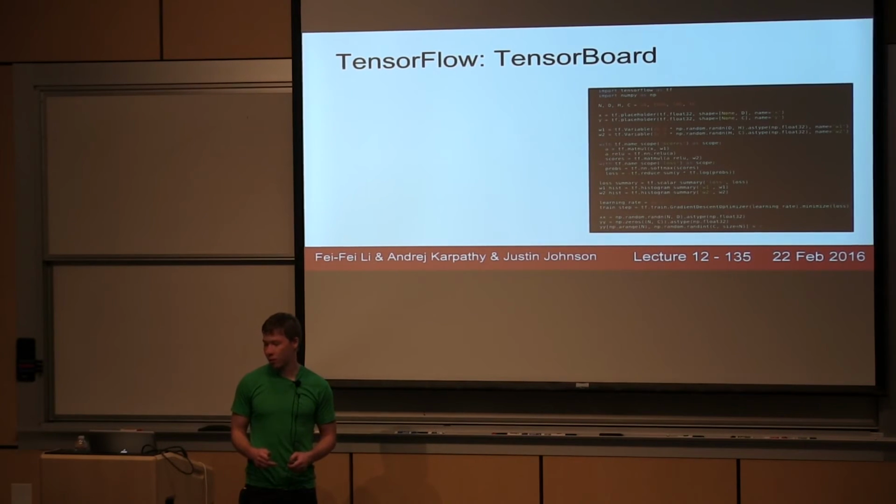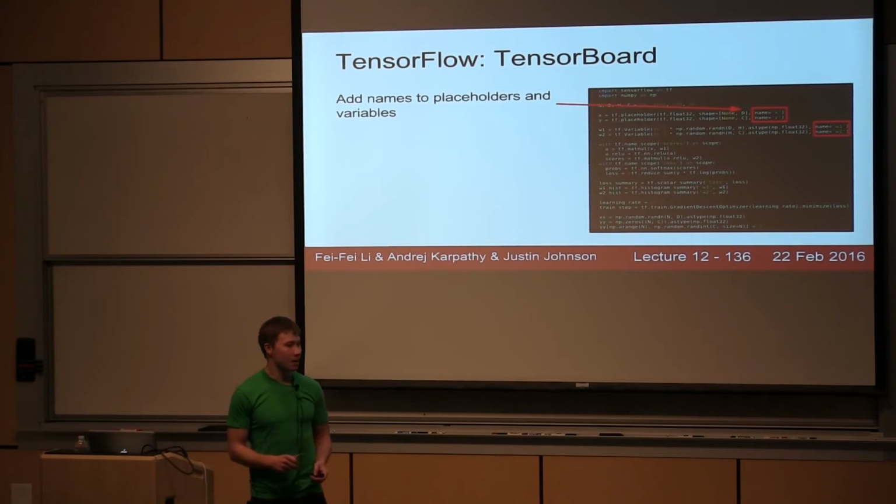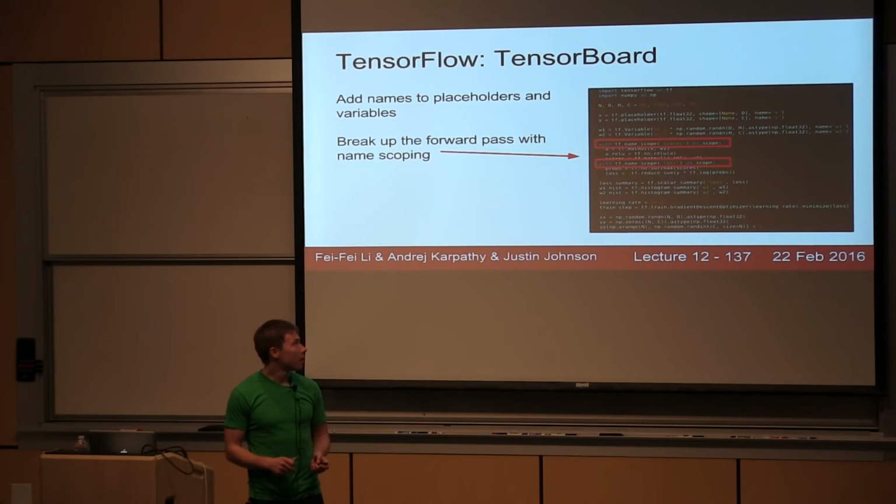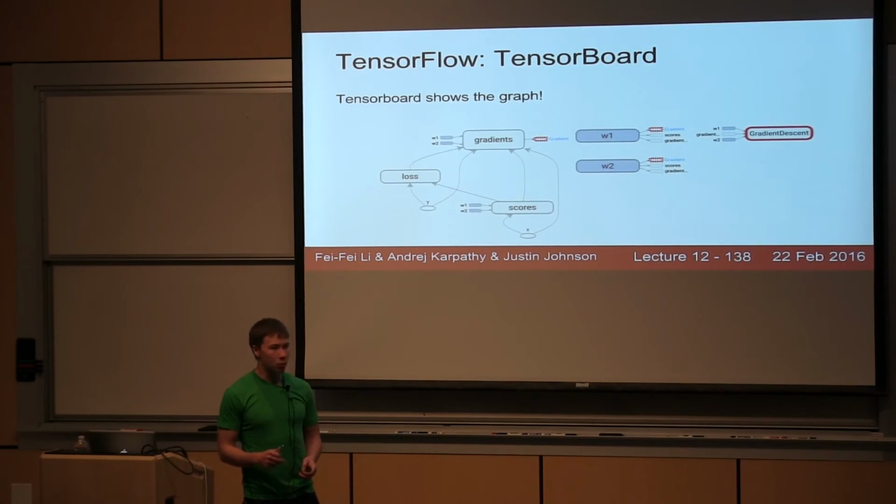TensorBoard can also help you visualize what your network structure looks like. So here we've annotated our variables with these names. And now when we're doing the forward pass, we can actually scope some of the computations under a namespace. That lets us group together computations that should belong together semantically. Other than that, it's the same thing that we saw before. And now if we run this network and load up TensorBoard, we can get this beautiful visualization for what our network actually looks like.